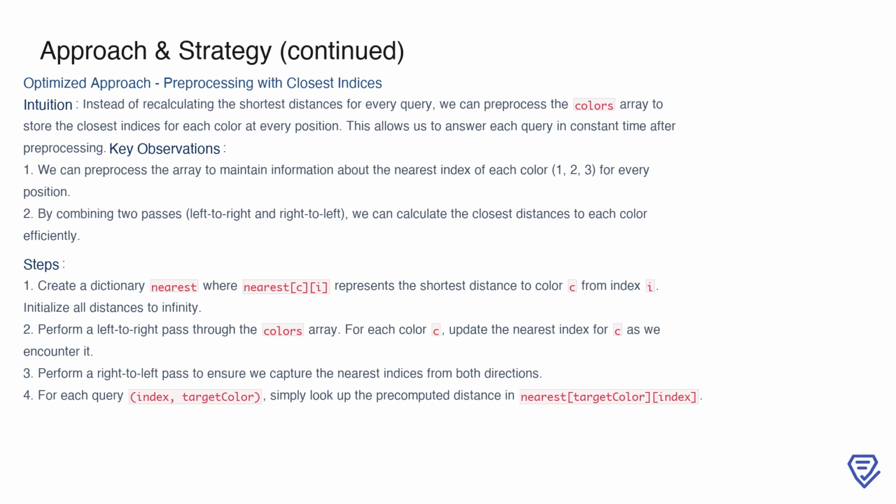The key idea is to pre-process the array and store information about the closest indices for each color at every position. This eliminates the need to recompute distances for every query. The process relies on two key observations.